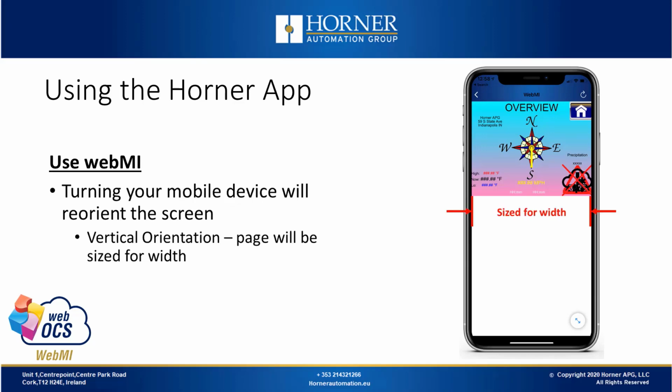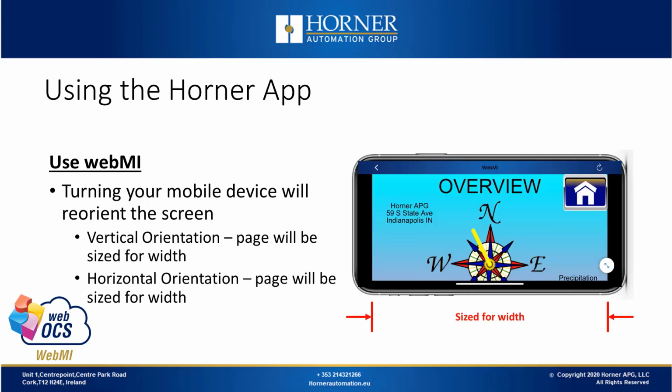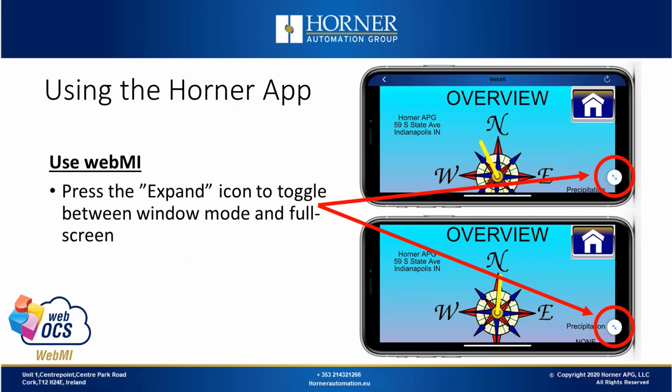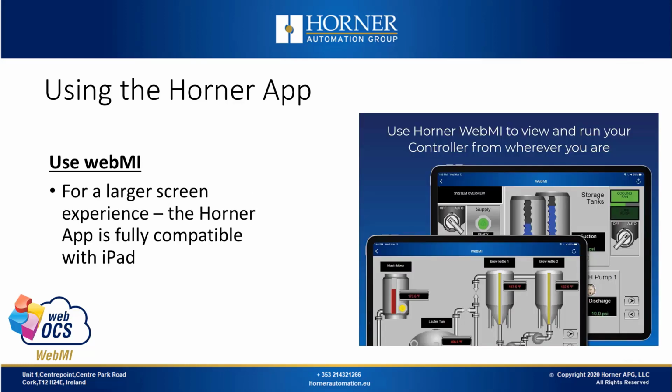Once you're using WEBMI, you can turn your mobile device to orient the screen. If your mobile device is oriented vertically, then the WEBMI page will be sized for width. If you turn your mobile device horizontally, the page will still be sized for width, but in the other direction. You can press Expand to toggle between window and full screen modes. If you would like to use a larger screen, the Horner app is compatible with iPad and even Mac OS, so you can use it on your computer.